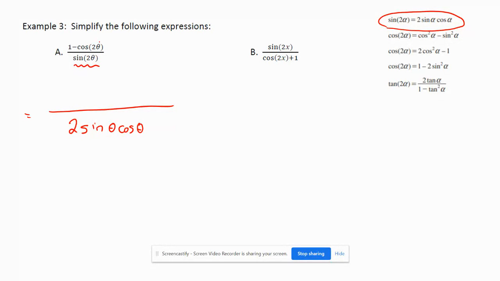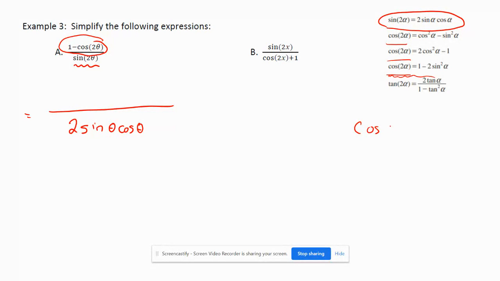Now in the numerator, cosine 2 theta questions are always going to be a little bit more tricky. The reason is because we have 3 different identities for cosine 2 theta. What we have over here is 1 minus cosine 2 theta. So hopefully you're going to see that this is the one we're going to want to use. Let me rewrite this over here.